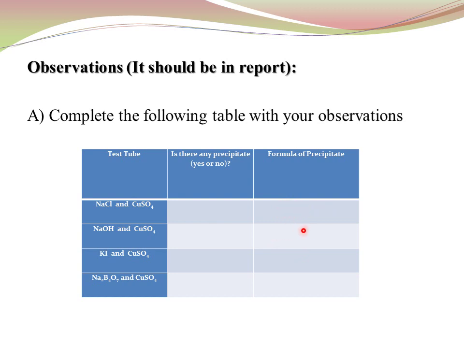Here the formula of the precipitate is copper hydroxide. Copper hydroxide, the formula Cu(OH)2. So here the precipitate is copper iodide, so the formula is copper iodide, and here the precipitate is copper borate, so the formula is CuP4O7.